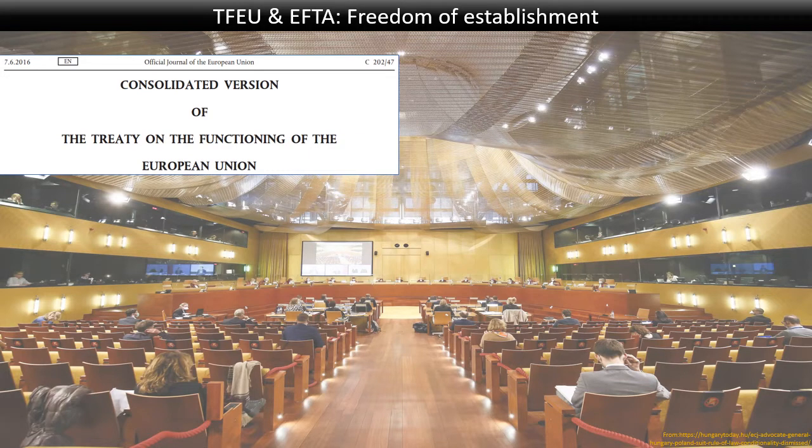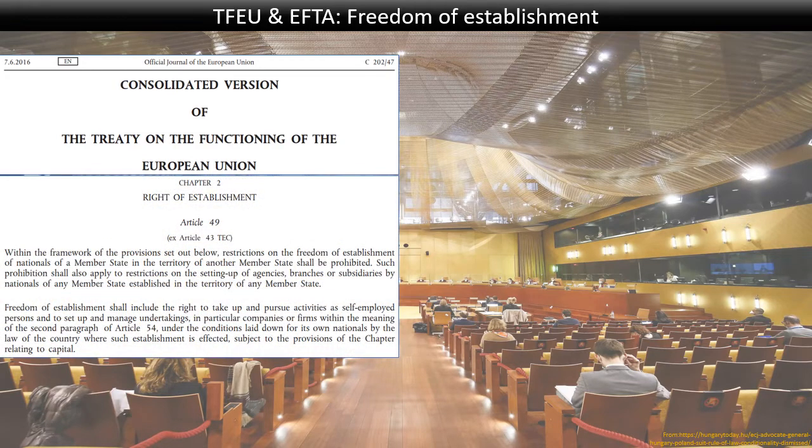So if we start with what the freedom of establishment is exactly, if we look at the Treaty on the Functioning of the EU, then you can see here Article 49 talks about the freedom of establishment. So remember, the EU is trying to form an internal market, right? So that things can move as easily and people can look for jobs as easily within the EU as they can, for instance, within all the different states of the US if they are US citizens, right? So what 49 says is, within the framework of the provisions set out below, restrictions on the freedom of establishment of nationals of a member state in the territory of another member state shall be prohibited. So you can go everywhere, anywhere, and as easily as you can in your own home country.